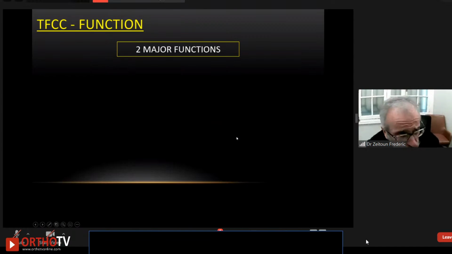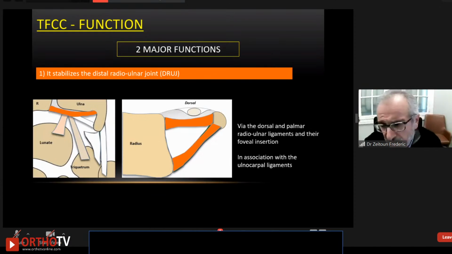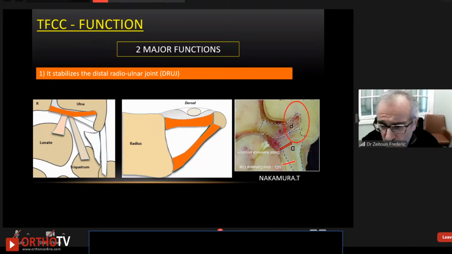TFCC has two major functions. First, it stabilizes the radioulnar joint via the radioulnar ligaments and their foveal insertion, just here, in association with the ulnocarpal ligaments, which also participate in joint stability. This is what we call the proximal components of the TFCC.